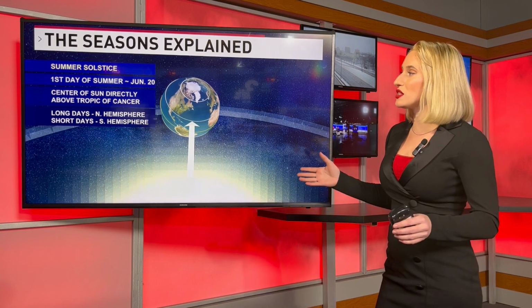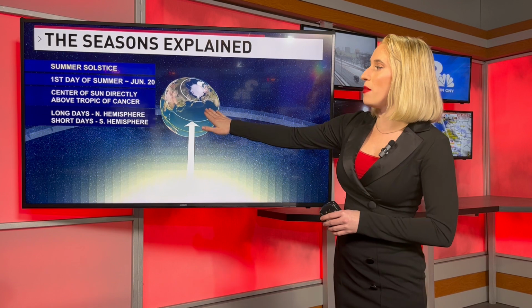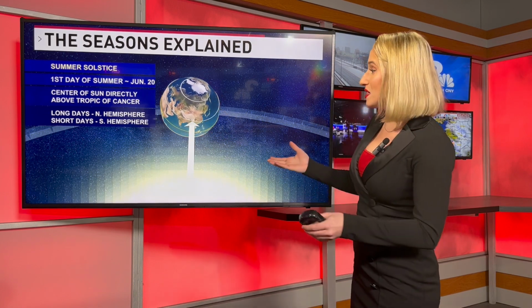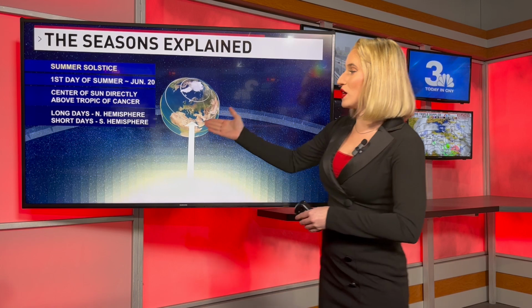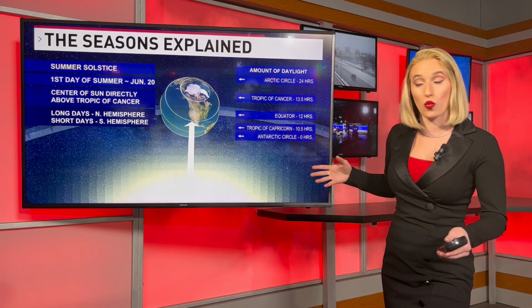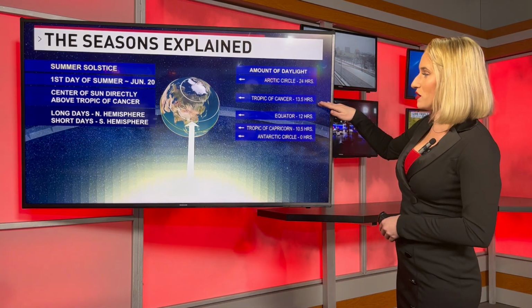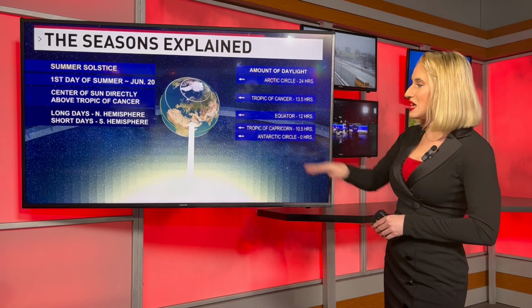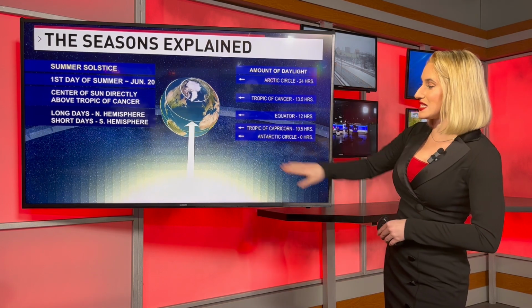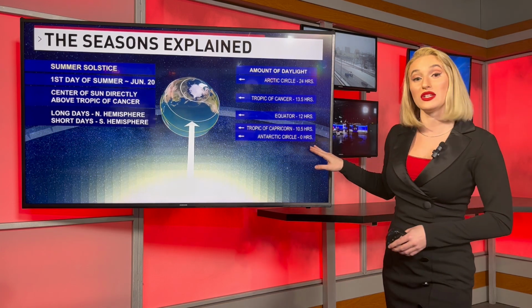As we look ahead to the summer solstice, it's usually around the date June 20th. This is when the center of the sun is directly above the Tropic of Cancer. And we have longer days in the northern hemisphere, shorter days in the southern hemisphere. Notice the hours of daylight depending on where you live. Arctic Circle gets a full 24 hours of daylight, Tropic of Cancer around 13 and a half hours. The equator gets 12 hours of daylight, Tropic of Capricorn only about 10 and a half hours, and the Antarctic Circle is completely in the dark with 0 hours.